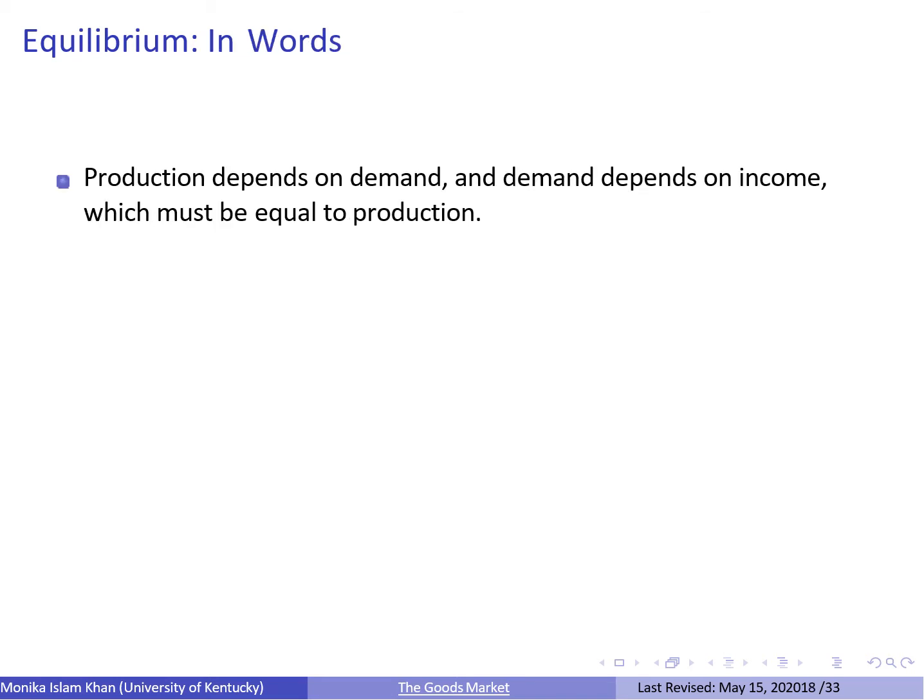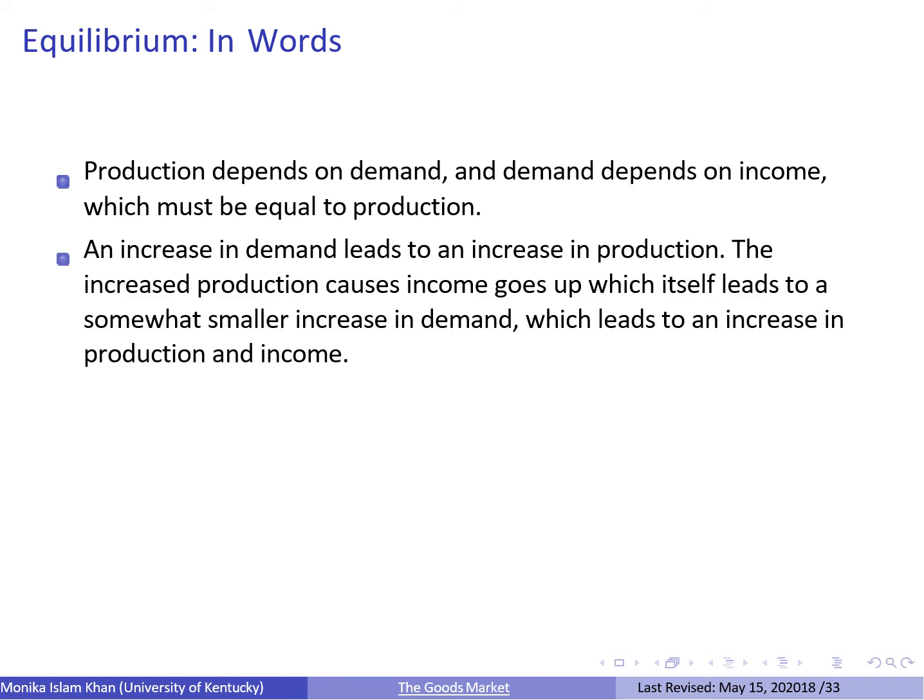Remember, towards the beginning of the lecture, I said all these three variables are linked. Your production, the demand, and the income are all linked. So your production depends on demand, your demand depends on income, which also must be equal to your production. As was also visible from the graph, an increase in demand increases production, an increase in production increases income, an increase in income again increases demand, an increase in demand again increases production and income, and it goes on.